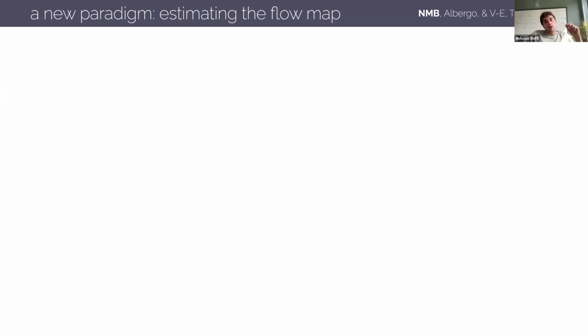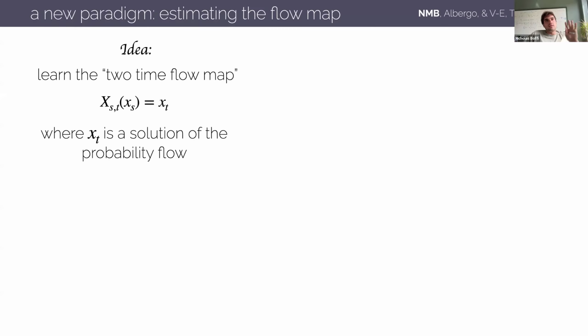Okay, so how does this work? I would argue that this is the next frontier in generative modeling, and I think that flow map-based models will completely replace flows and diffusions in the near term. So here's the idea. We're going to switch to a different paradigm, where we try to learn the so-called two-time flow map rather than the flow. This is an object, capital X_{s,t}, that satisfies X_{s,t}(x_s) = x_t, where x_t is a solution of the probability flow.